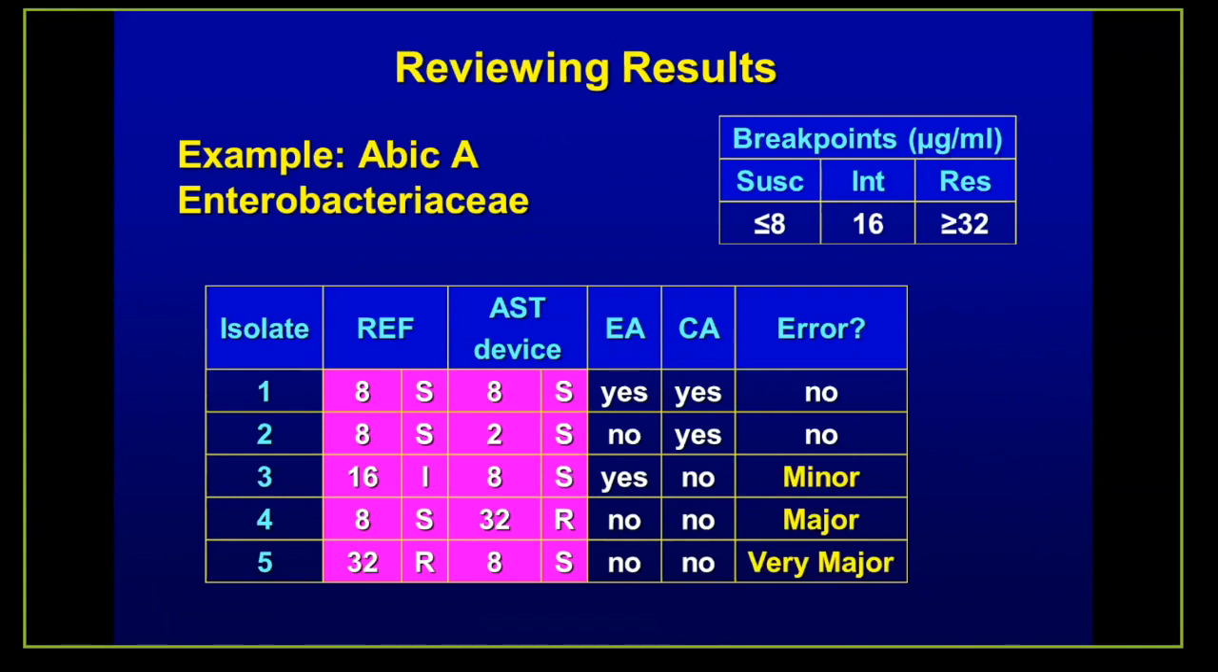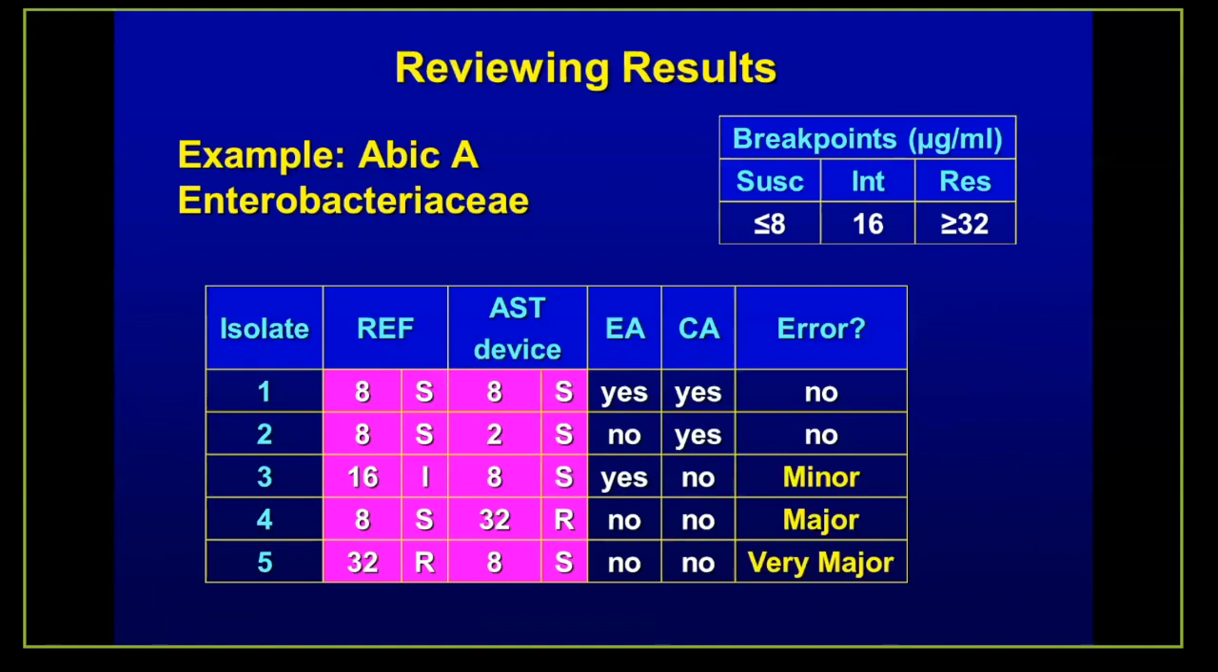For isolate 3, we have an MIC of 16, which is an intermediate interpretation. The AST device has an MIC of 8, which is a susceptible result. There is not category agreement, but there is essential agreement since these are within one doubling dilution. This would also be a minor error since the reference method is intermediate and the AST device is susceptible.